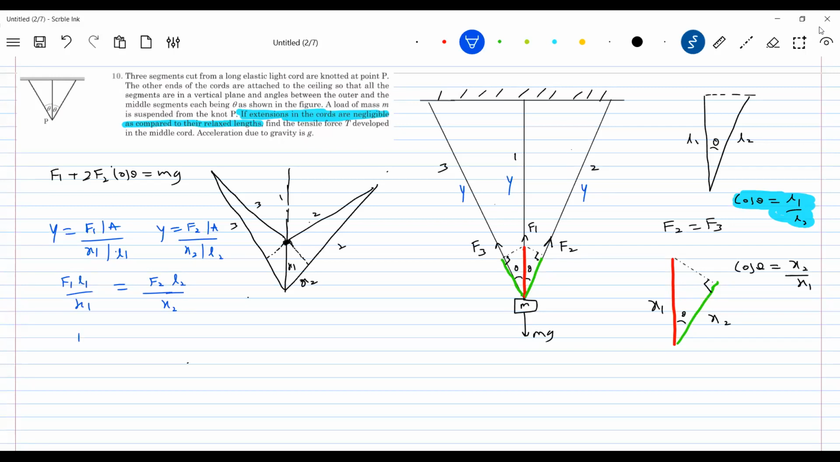So here F1 by L1, L2 equal to X2 by X1 equal to F. So what is X2 by X1 will become cos theta. F1 L1 by L2 cos theta equal to F2.